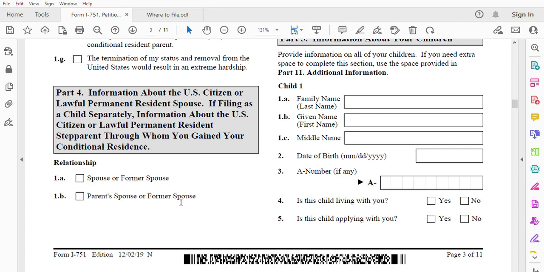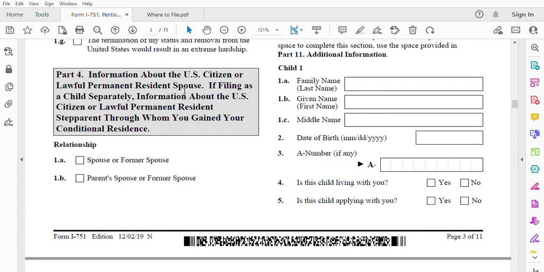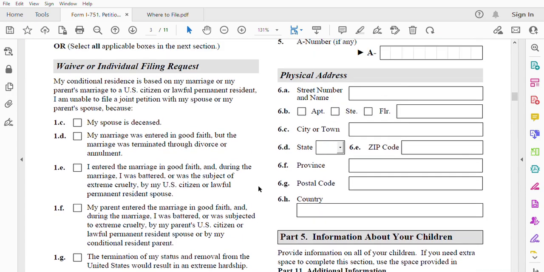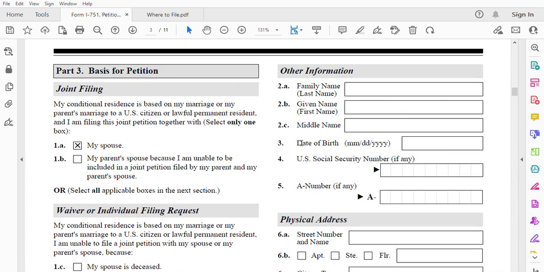So we're going to Part 4, information about the U.S. citizen or lawful permanent resident spouse. If filing as a child, this is separately information about the U.S. citizen or lawful permanent resident stepparent through whom you gained your conditional residence. Relationship, in my case, is spouse or former spouse. Other information. Now we're going to talk about the spouse. The last name is Baker. First name is Robert.